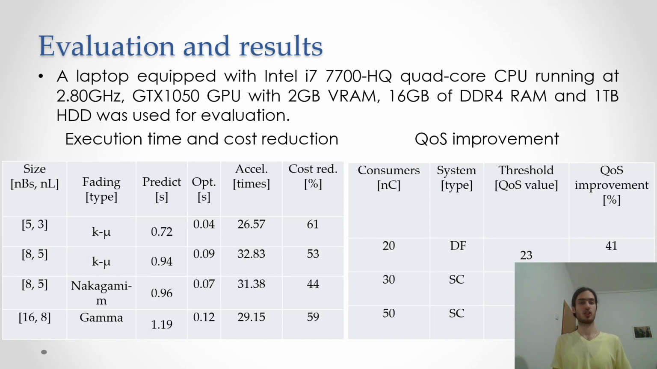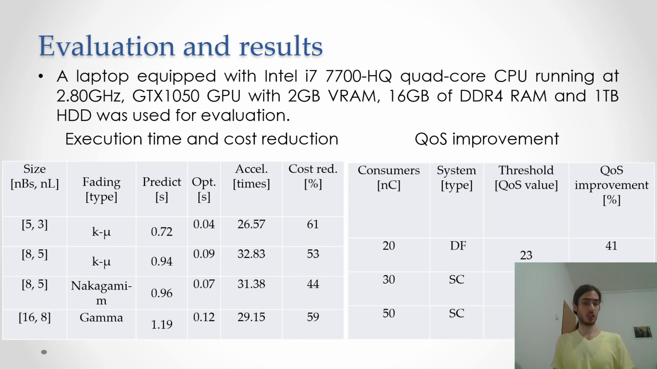Now let's see evaluation and results. A laptop with the given characteristics was used for evaluation purposes. Two aspects of evaluation were considered: execution time and cost reduction on one side, and on the other side, the quality of service improvement after the optimization was performed. Different model sizes were considered, as you can see in the first column of the left table, and different fading types: kappa-mu, Nakagami-m, and gamma. For these different models, model sizes and fadings, we measured the time.